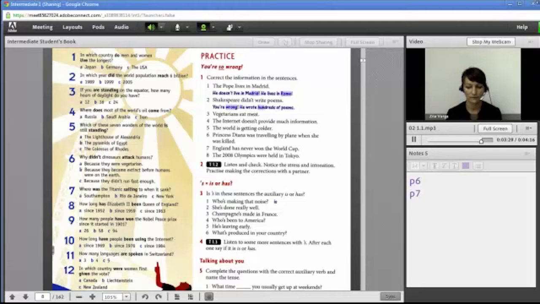11. How many languages are spoken in Switzerland? 4 languages are spoken in Switzerland: German, French, Italian and Romansh. German is the most widely spoken.